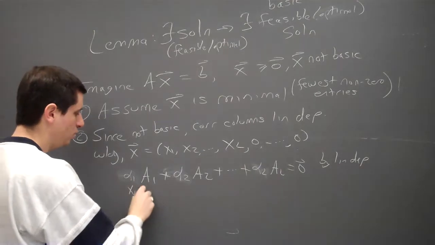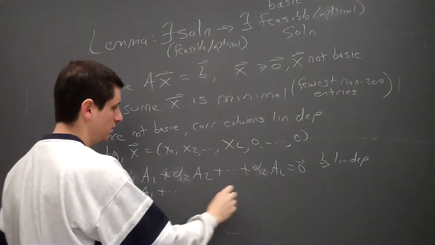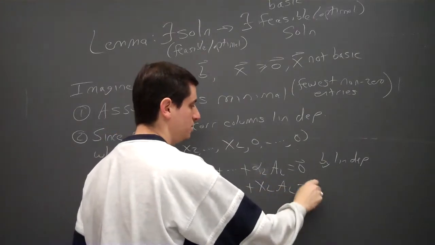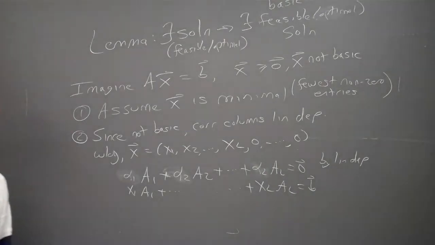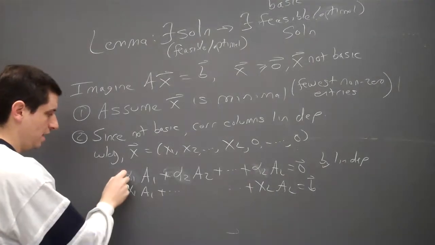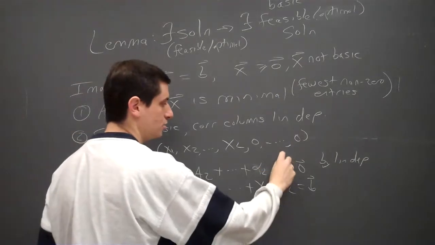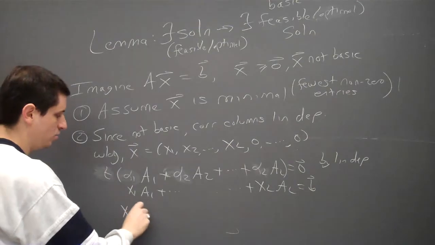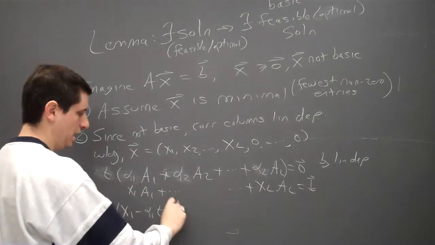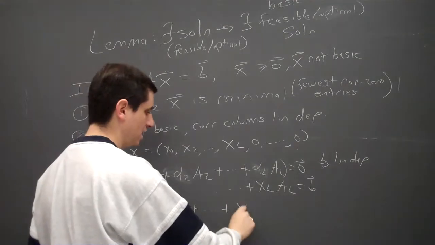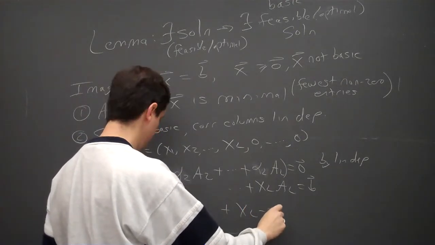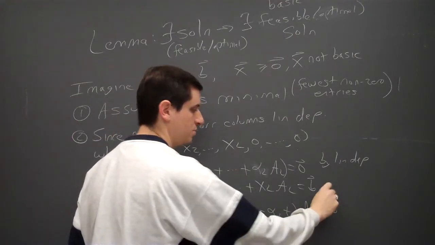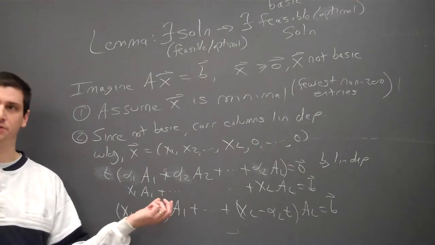We also know x1 a1 plus dot dot dot xl al equals b. So if I subtract, and in fact I can even multiply this equation by any lambda, or maybe I'll do t for time, I would get x1 minus alpha 1 t times a1 plus dot dot dot plus xl minus alpha l t times al equals b. And we're almost done now.